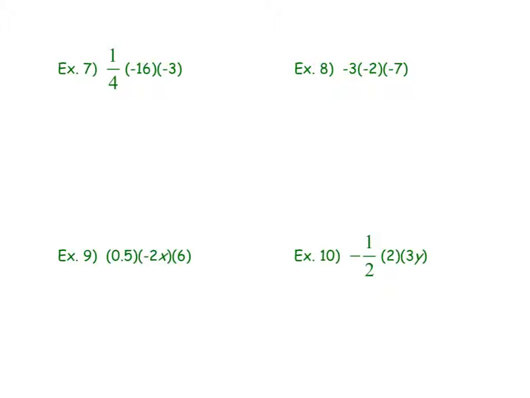Now in these examples, the next 4, we have 3 different factors that we multiply together. So remember, you can do these in order. You would take 1/4 times a negative 16 over 1, cross reduce, dividing by 4, you get a negative 4 here. So now I have a negative 4 times a negative 3, and a negative times a negative is a positive. So the answer is 12. On number 8, you have a negative 3 times a negative 2, that makes a positive 6, and then a 6 times a negative 7 makes a negative 42.